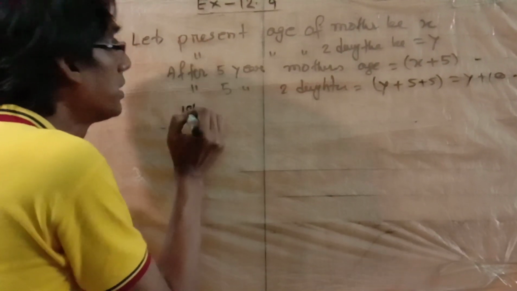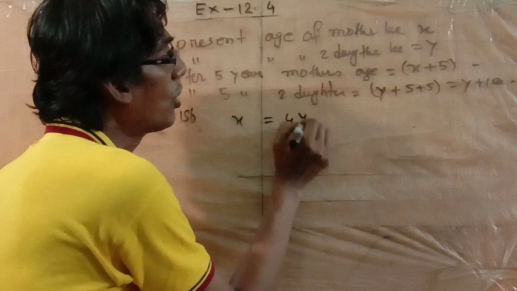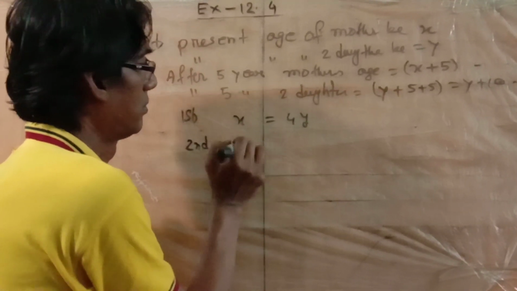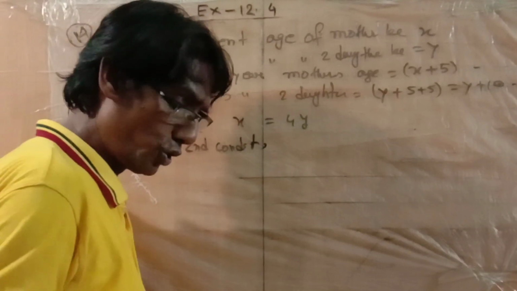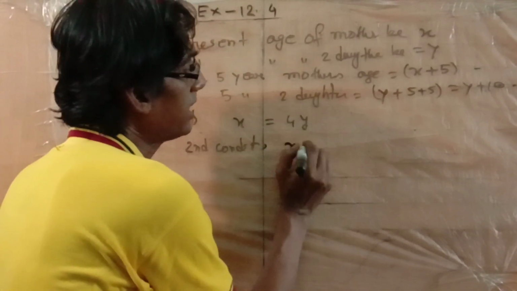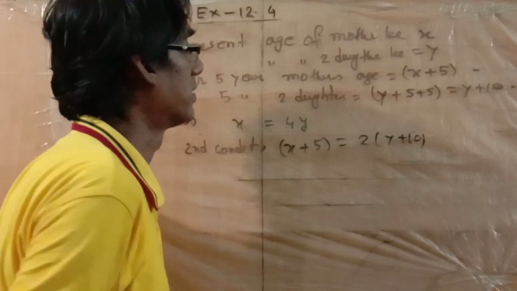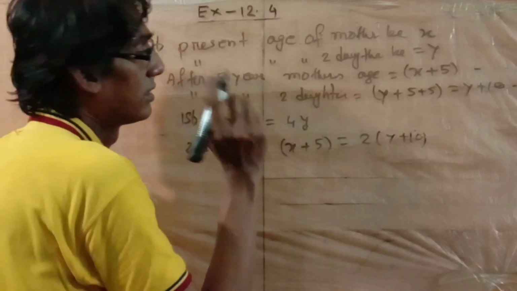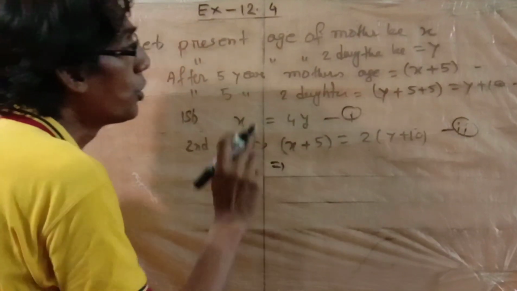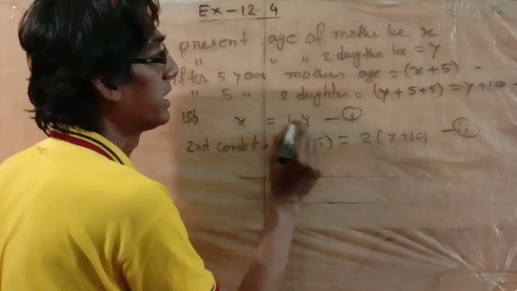The first condition, they told that the mother's age is 4 times the daughters' age. And the second condition, they told me that the mother's age will be twice the daughters' age. That means x plus 5 equals 2 times y plus 10. Clear? You can easily put in the value of x here. This is equation 1. This is equation 2. So what do I do? Putting the value of x from equation 1 in equation 2, x equals 4y.